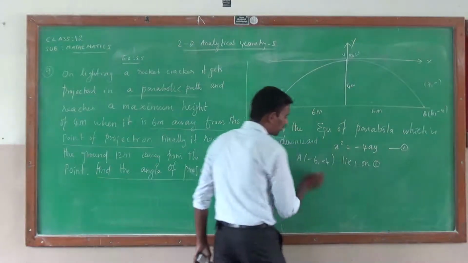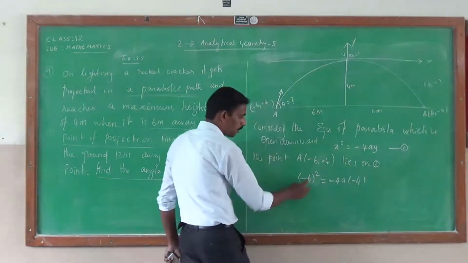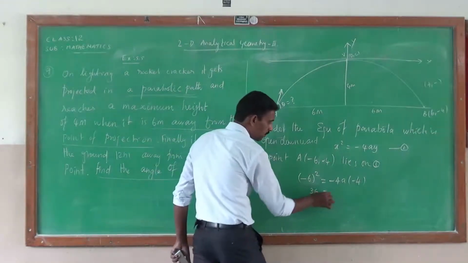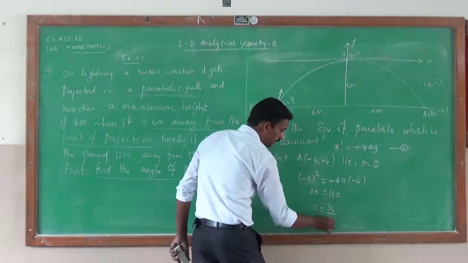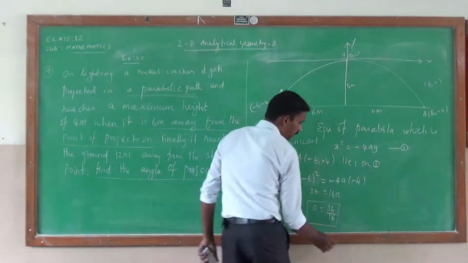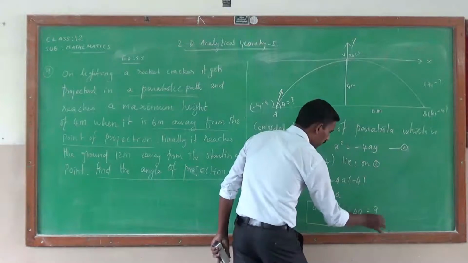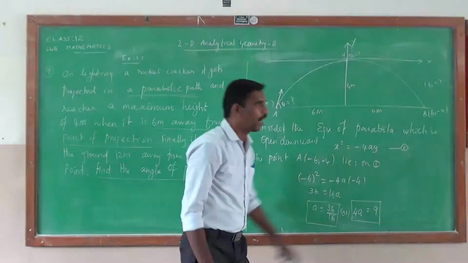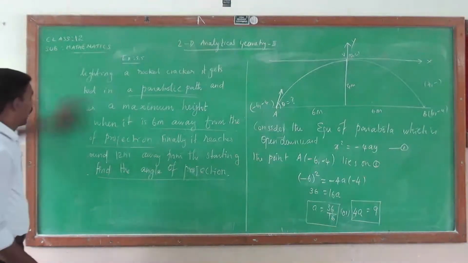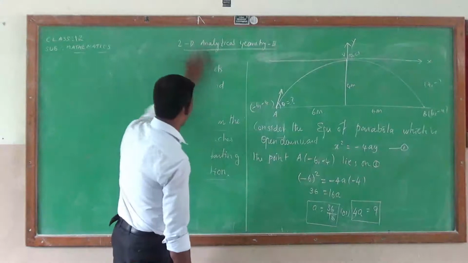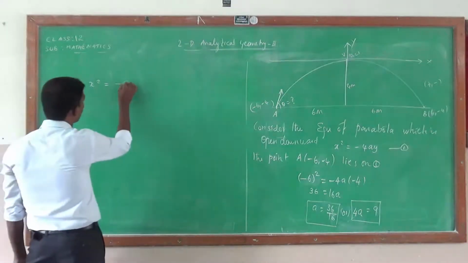lies on it. Substituting here, minus 6 the whole square is equal to minus 4a into minus 4. Minus 6 square is nothing but 36, and the right side is 16a. So a is equal to 36 divided by 16. Otherwise, we can write 4a which is equal to 9. You can choose any one of the points and apply it into the equation. Now the equation becomes x square is equal to minus 9y.